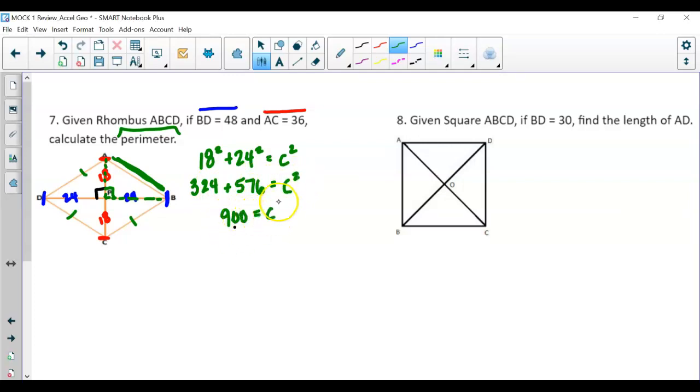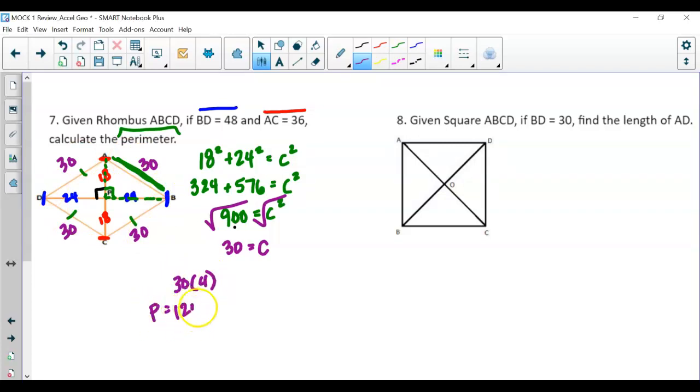And then again, always last step with distance, take the square root. So see, that side length is 30. So if this side is 30, then all four sides are 30. So you could just add up all four, or just multiply by 4 to get you the perimeter of 120.